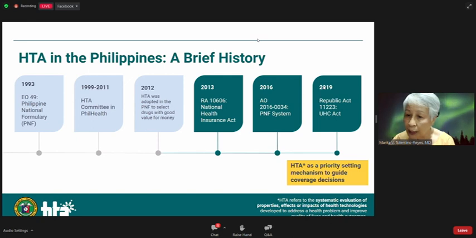So health technology assessment refers to the systematic evaluation of the properties, effects, or impact of health technologies to address a health problem and improve the quality of life and health of our people. Also, health technology assessment, therefore, has been there, but it has not been really organized and integrated in our system until the 2019 Universal Healthcare Act. Next slide, please.